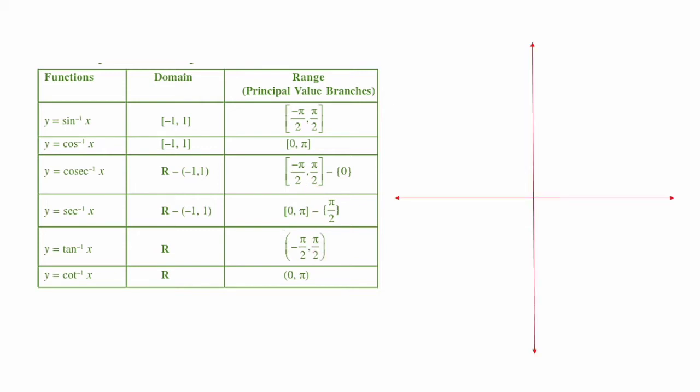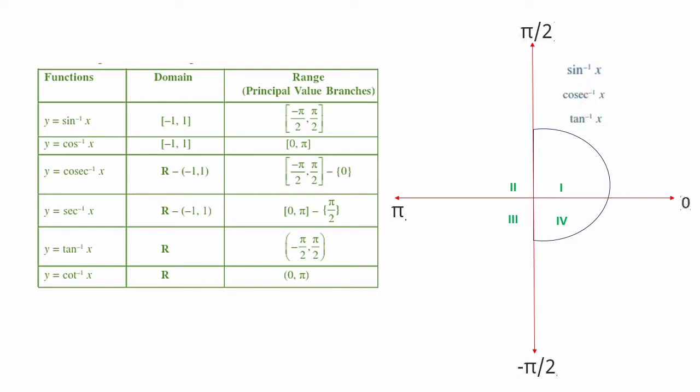For that, we have to draw the x-axis and y-axis, and mark 0, pi by 2, pi and minus pi by 2. And these are divided into 4 quadrants, first, second, third and fourth. There are some inverse trigonometric functions whose range is between minus pi by 2 and pi by 2. That is sin inverse, cosec inverse, tan inverse.